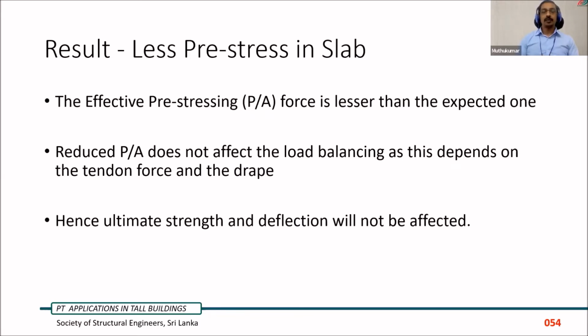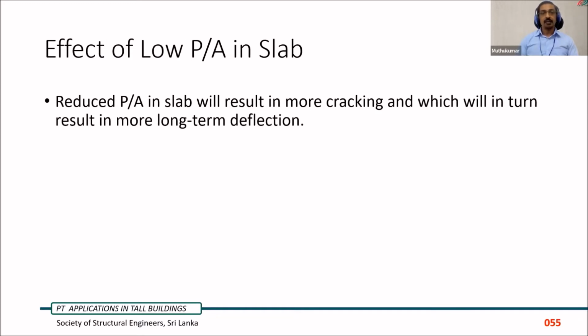However, this reduced P/A will not affect the load balancing, and in turn deflection will be intact, because load balancing basically depends on tendon force as well as drape. Ultimate strength will also not be affected because we have enough concrete and rebar capacity in that area. However, reduced P/A will result in more cracking, and this will result in more long-term deflection. Once a structure cracks, we get long-term deformations in the system.